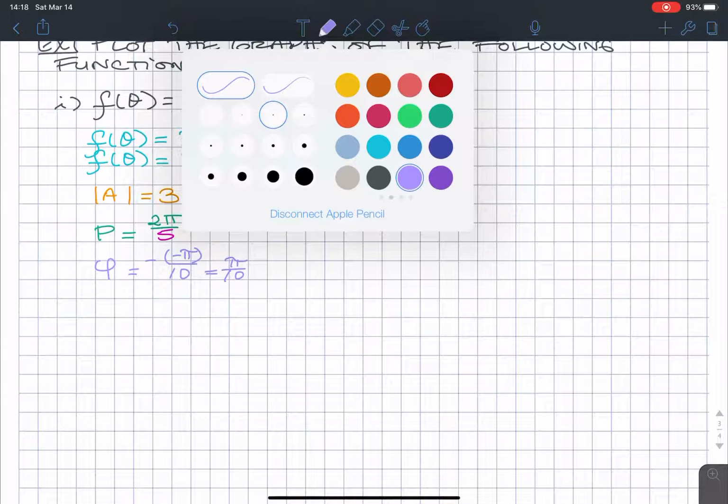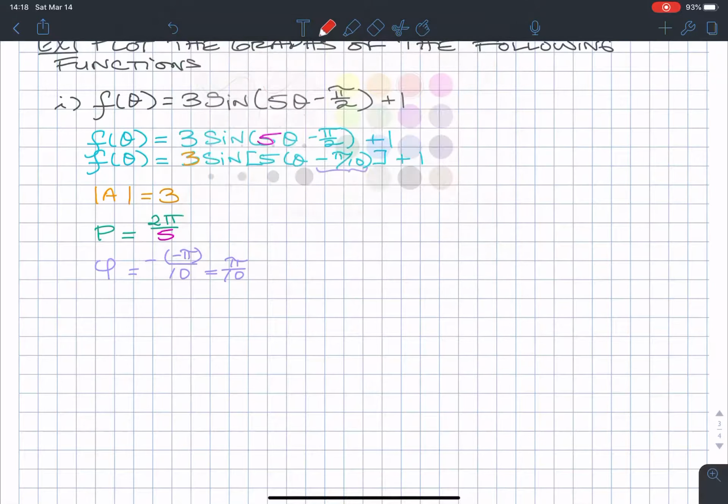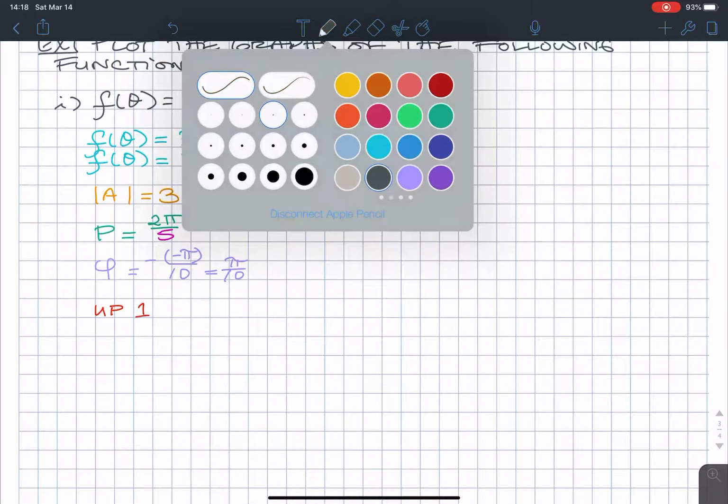But now we have the vertical translation. What color shall I use for that? Eeny, meeny, miny, mo. Let's use red. So the vertical translation is up 1. Okay, so let's go ahead and plot all of this.